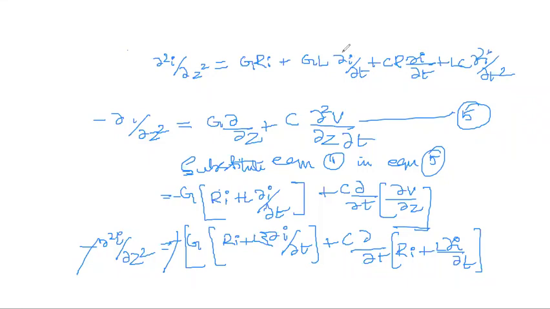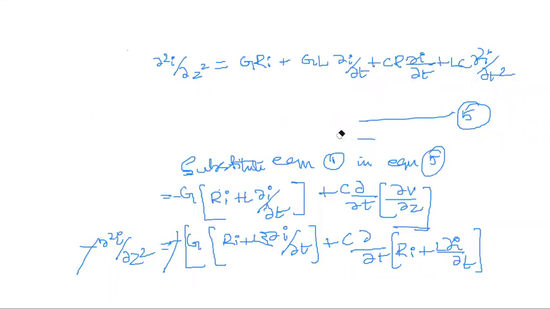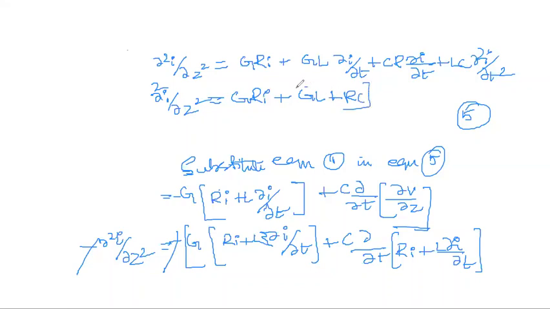So in the final equation, you can see there is ∂I/∂t which is common. You can take ∂I/∂t together and write down the final equation as ∂²I/∂z² equals GRI plus (GL plus RC) into ∂I/∂t plus LC ∂²I/∂t². Make this equation 6.